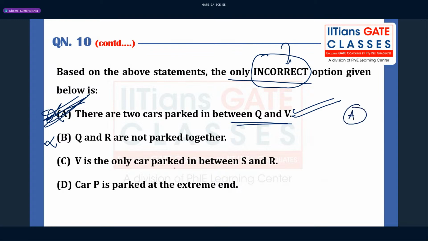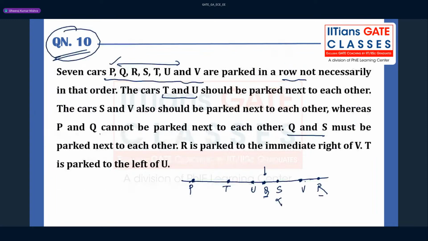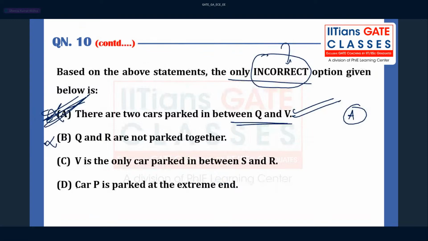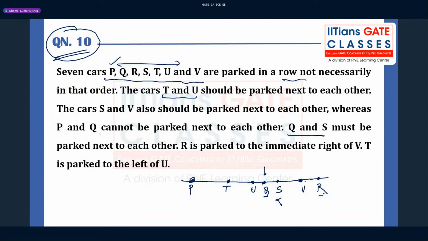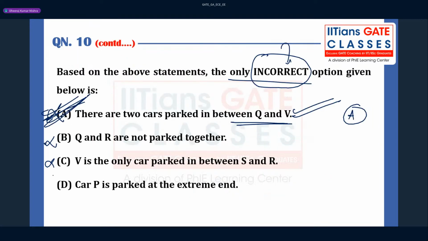V is the only car parked in between S and R. Let me check. S and R. Yes, only V is parked. Perfect. A car is parked at the extreme end. Yes, you can put P here. Extreme end. Okay, so life is very simple. So this is also wrong, right? So option A will be correct for this because they are asking you to choose only the incorrect option.